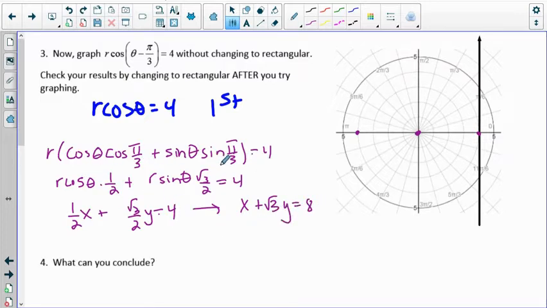Okay, so I have changed it to rectangular first by using my cosine subtraction formula, knowing off of the unit circle what cosine and sine of pi over 3 are, and replacing r cosine theta and r sine theta with x and y. Now I've multiplied this whole equation by 2, and now I'm going to get this in y equals mx plus b form. So root 3 y equals negative x plus 8. So y equals negative root 3 over 3 x plus 8 root 3 over 3, or some kind of general version of that. So if you think about what this is going to look like, 8 root 3 over 3, now what's that equal to? I should probably have calculated that out. What is that as a decimal?